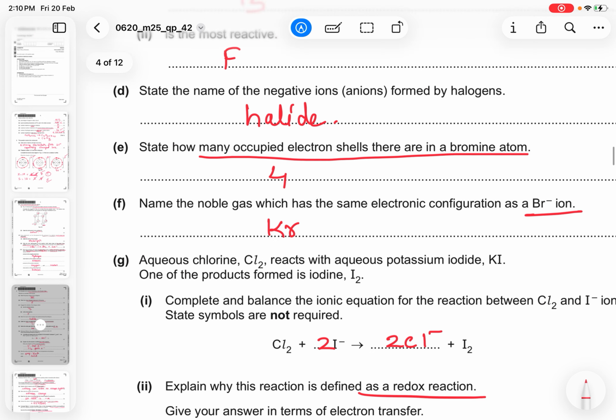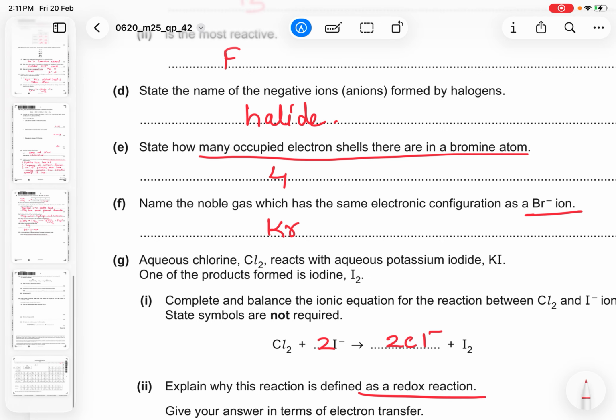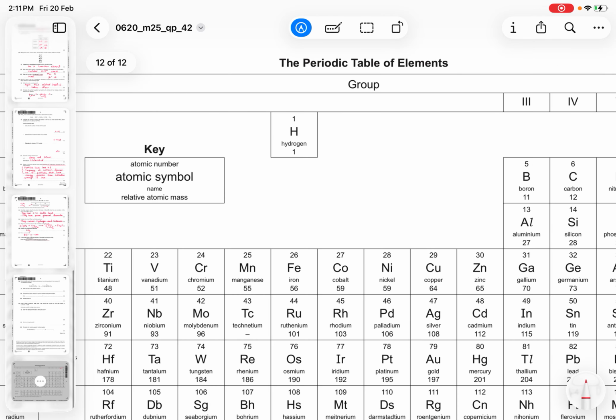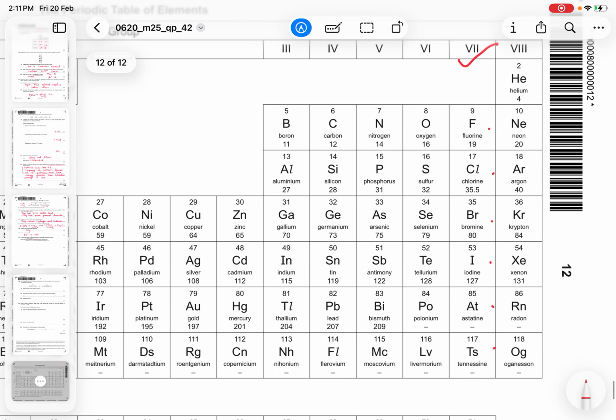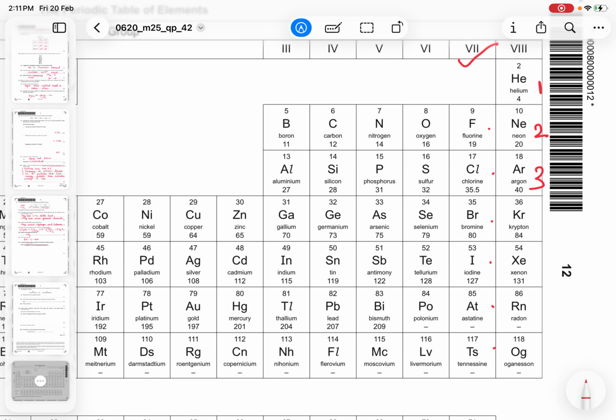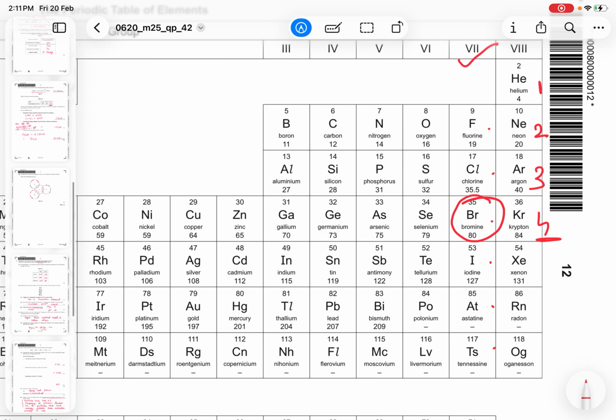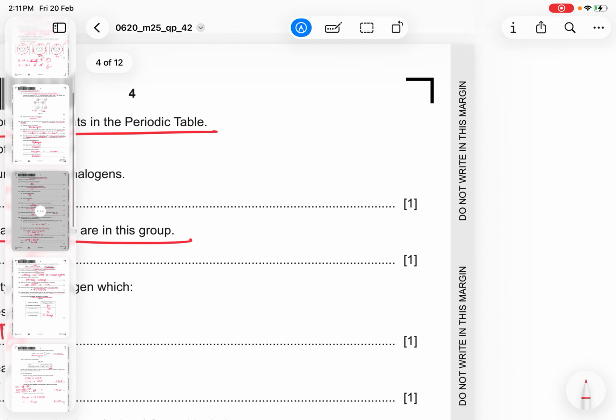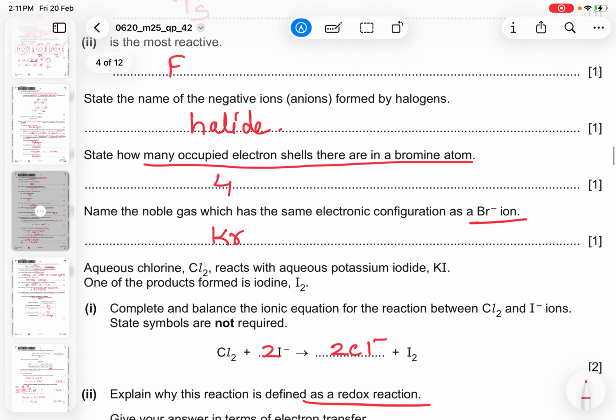State how many occupied electron shells there are in a bromine atom. For that, again, you have to refer to the periodic table. You have to check which period bromine falls under to find out the number of occupied electron shells. This is our first period, second period, third period and fourth period. So bromine belongs to the fourth period. So there are a total of 4 electron-filled shells. So we'll write 4 here.